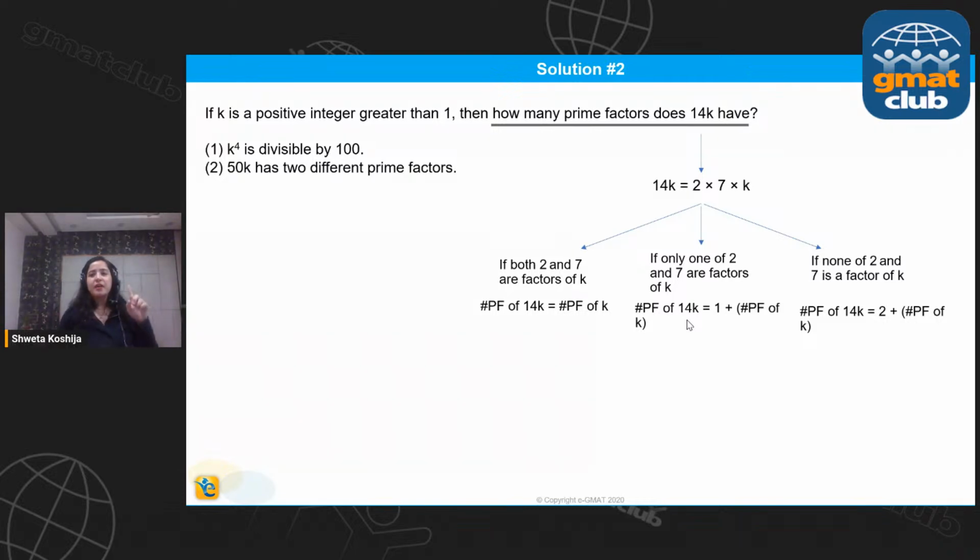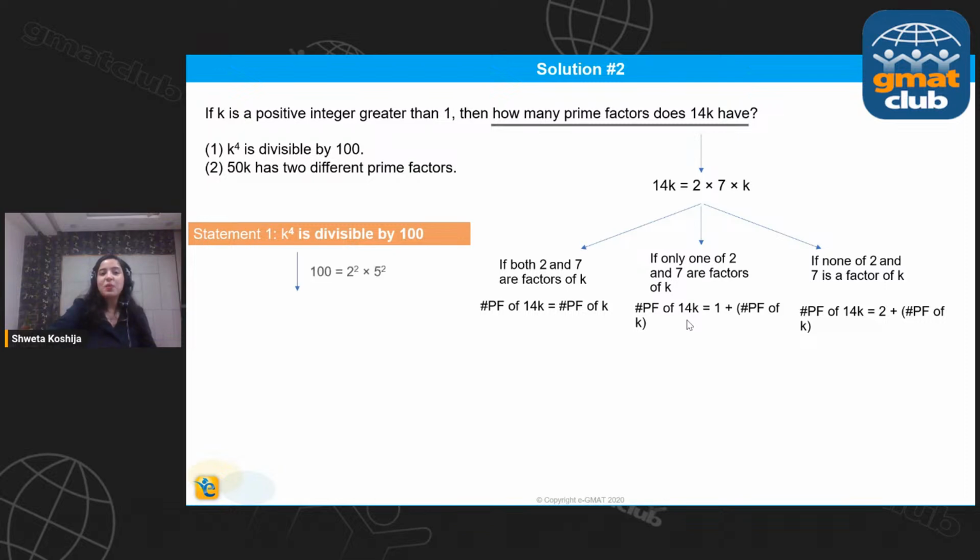I think Sanchari had asked a question, what if it's a composite number that we multiply? If Sanchari is still here, 14 is a composite number that we multiplied, and see how different possibilities exist. Now, we have to find out overall prime factors of K and somehow understand which case is applicable here, because the answer is changing every time.